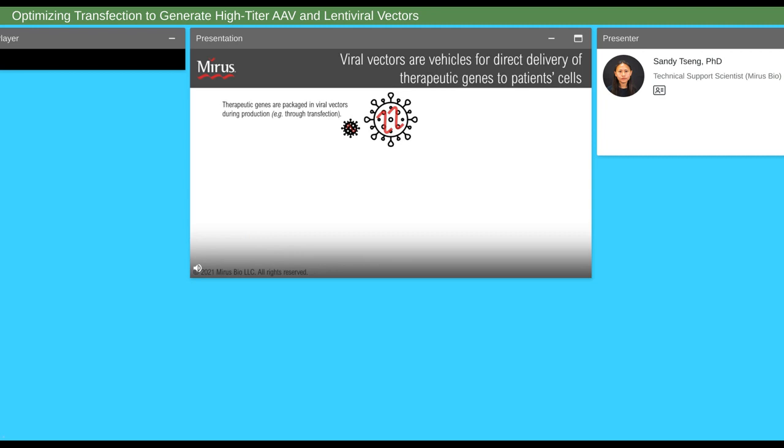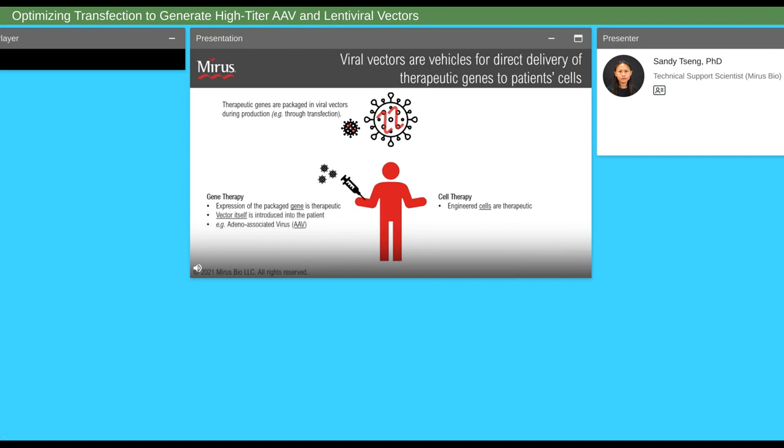So what's the difference between gene and cell therapies? Well, what it comes down to is what form the therapeutic takes. In gene therapy, the packaged gene is therapeutic, while in cell therapy, the engineered cells are therapeutic. And because the gene is the therapy, in gene therapy, the virus containing the packaged gene is directly introduced to patients, such as in the administration of AAV.